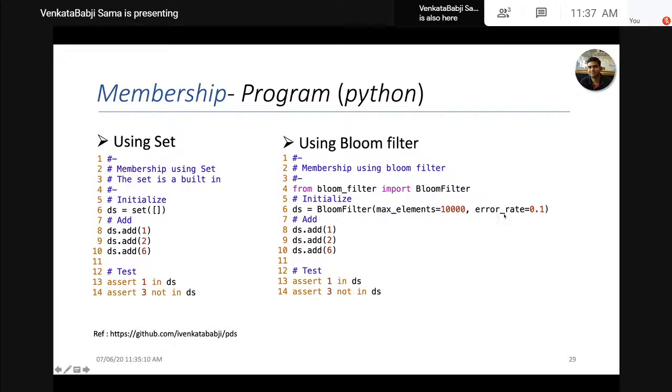And another beautiful thing is the error rate. Okay. Why is there an error rate? Because when it says that it is there, it may not be there, which essentially means what the data structure came back and told us is not necessarily true, right? So that is what the error rate is. But we need to remember that when it says it is not there, it is 100% sure it's not there.